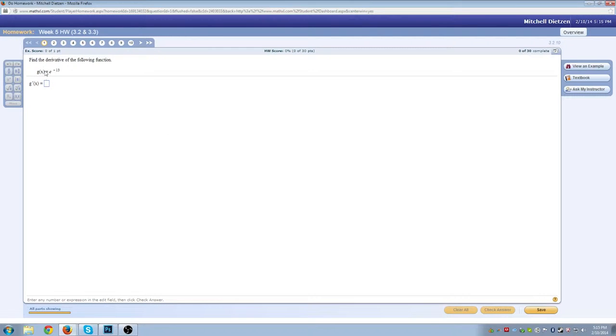Let's start. Find the derivative of the following function, g of x equals e to the negative 13th. Let's figure it out. This was so easy. I don't even know why they gave me this one. It's negative 13 e to the negative 14. No! Failed. Totally didn't do it right. It's zero. Bam! It's a thrilling gameplay.